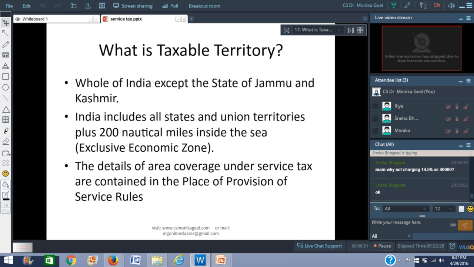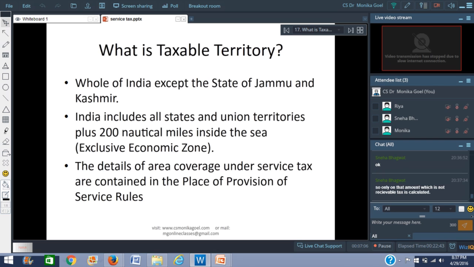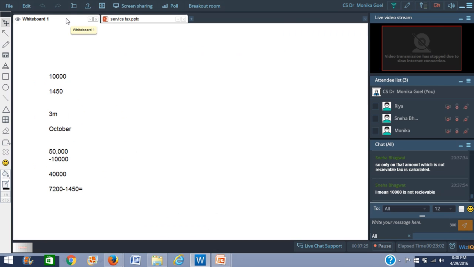Now coming to what is taxable territory. So only on that amount which is not receivable, tax is calculated? No, the amount is calculated first on the complete 50,000, and then whatever. See, just try to understand it. It's very simple. It is simple accounting.